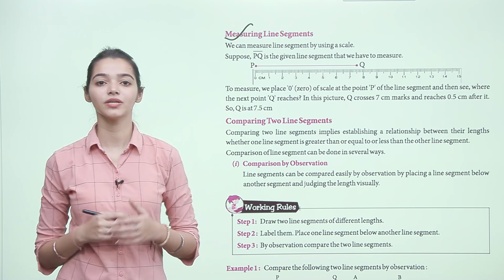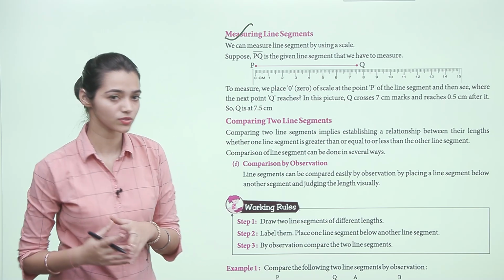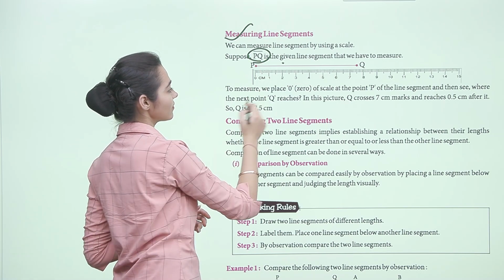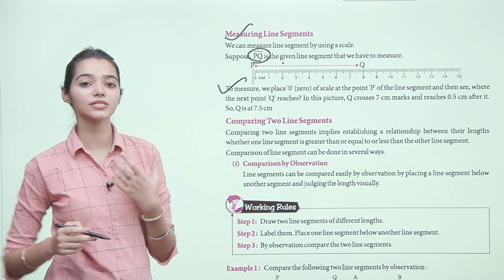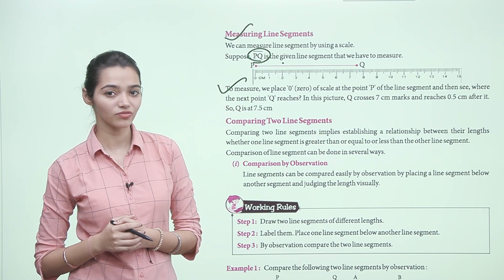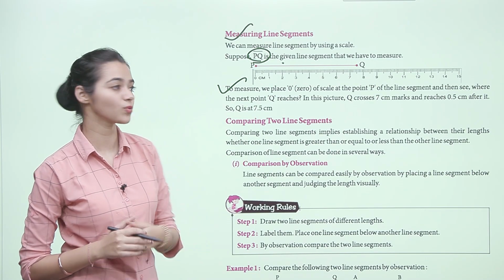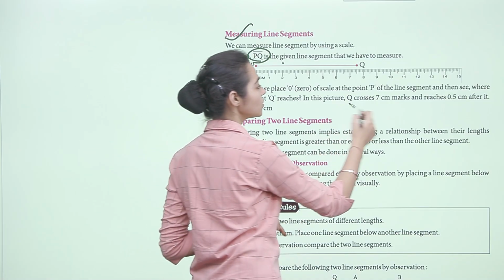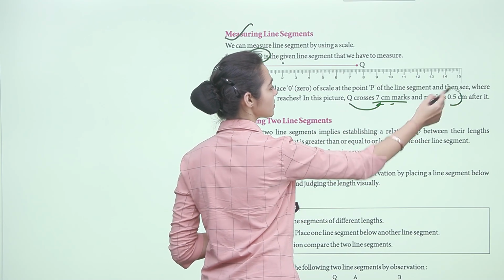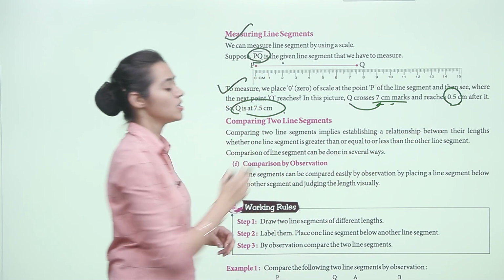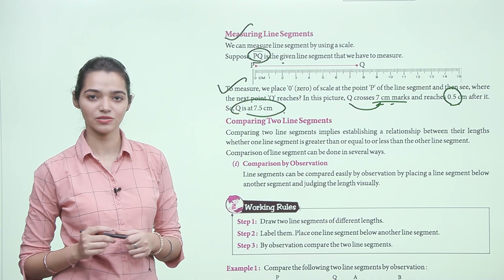Measuring a line segment. We can measure a line segment by using a scale. Suppose PQ is a given line segment that we have to measure. So to measure, we place 0 of the scale at point P of the line segment, then see where the next point Q reaches. Now in this picture, Q crosses 7 centimeter marks and reaches 0.5 centimeter after it. So Q is at 7.5 centimeters.